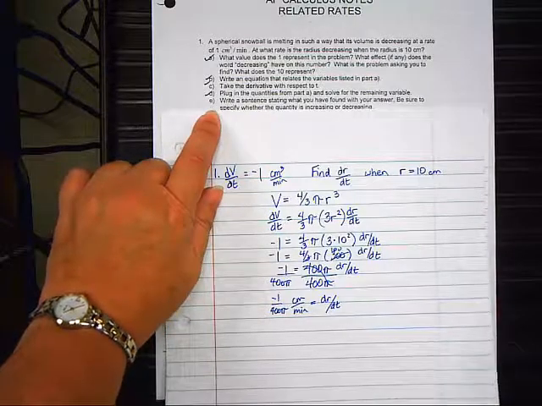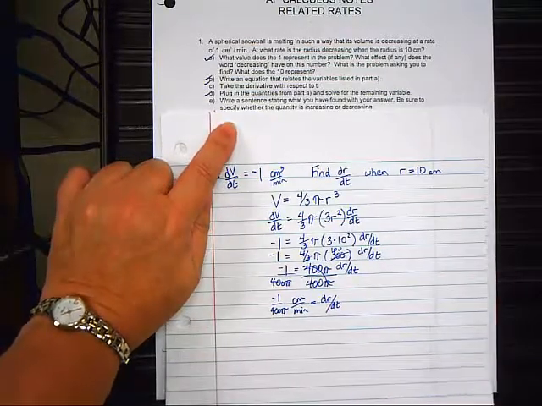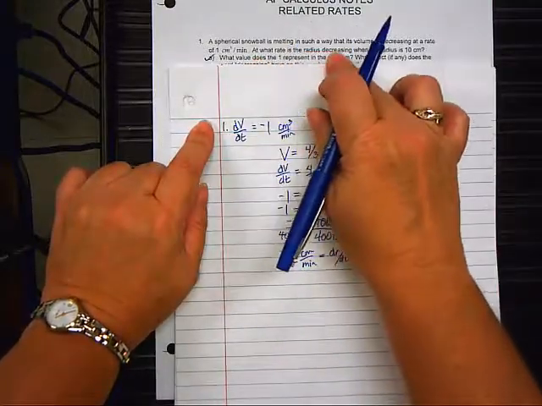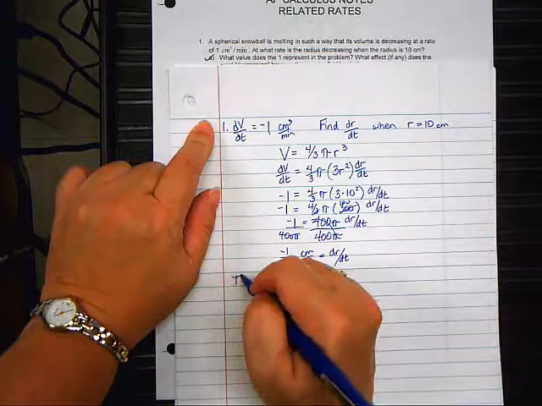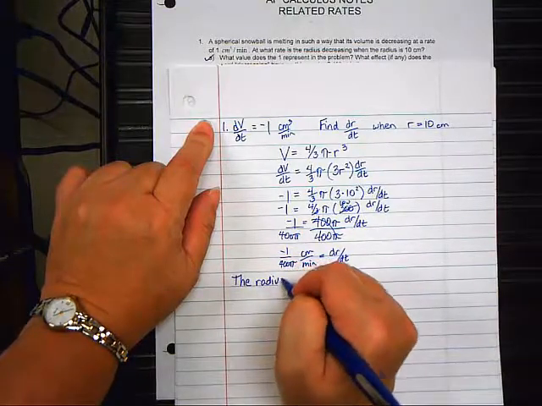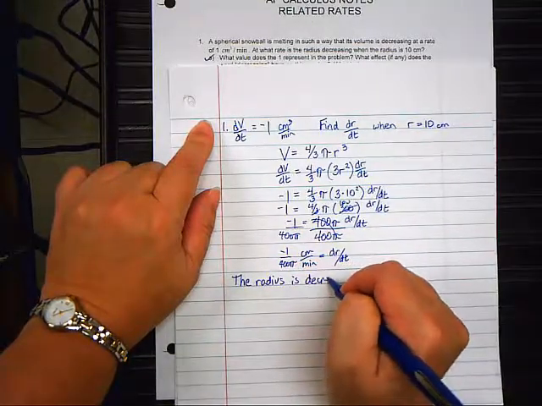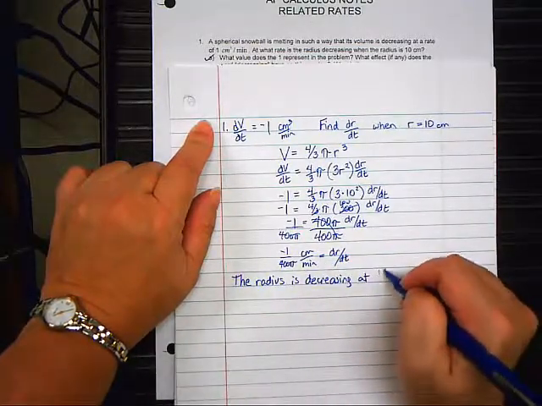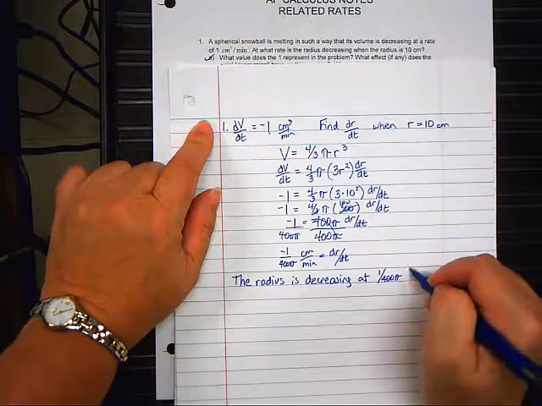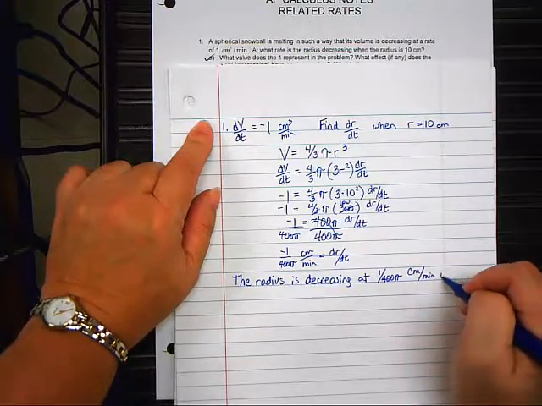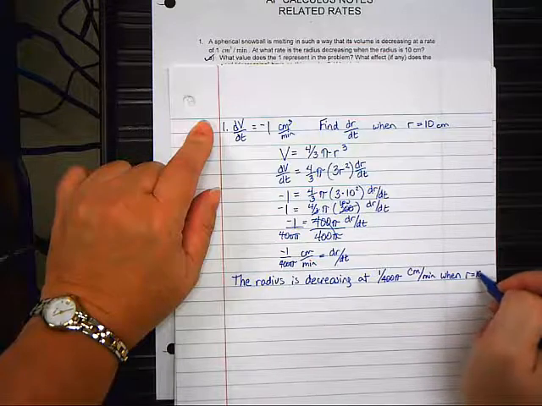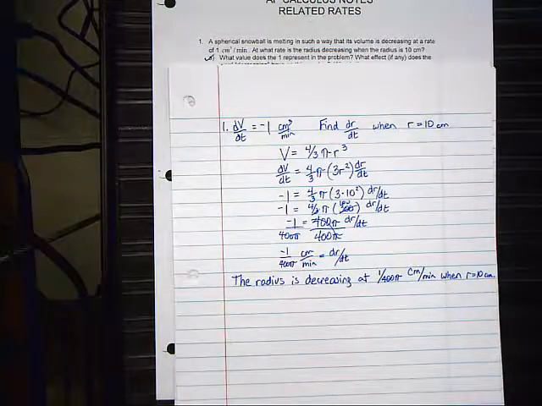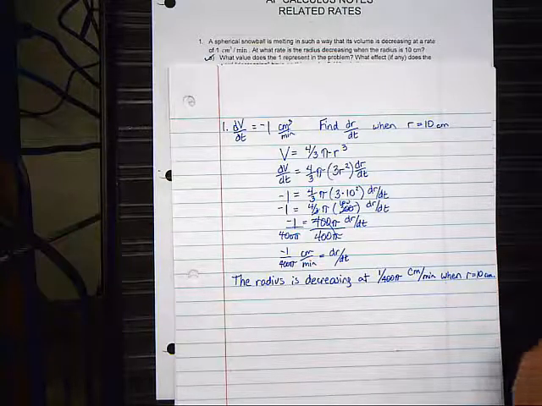Part E, write a sentence stating what you found. Be sure to specify whether it's increasing or decreasing. So, it says at what rate is the radius, well, it tells you decreasing. The radius is decreasing at, drop the negative, 1 over 400 pi centimeters per minute when r equals 10 centimeters. You need that stipulation in there because that's the only time that it's changing at that rate.